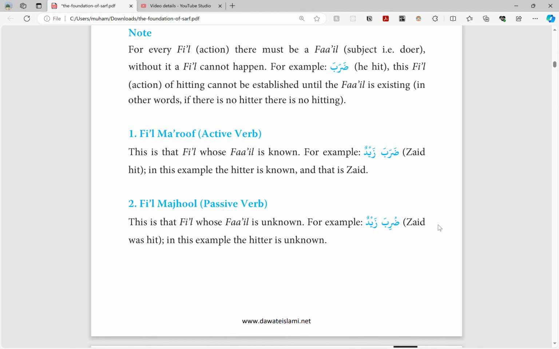And fi'l majhul, passive verbs, is that fi'l whose fa'il is unknown. For example, duriba zaydun, Zayd was hit. So we know Zayd was hit, but who did the hitting? The hitter is unknown. This is fi'l majhul. So we had a verb, and now we're talking about the fa'il, the doer of the verb, and that divides into two parts: fi'l ma'ruf and fi'l majhul. In fi'l ma'ruf, we know who the fa'il is, we know who the doer is, and in fi'l majhul, we don't know who the fa'il is, we don't know who the doer is.